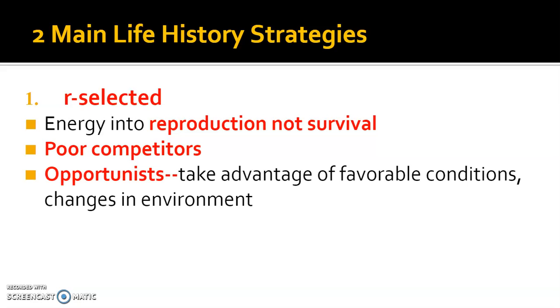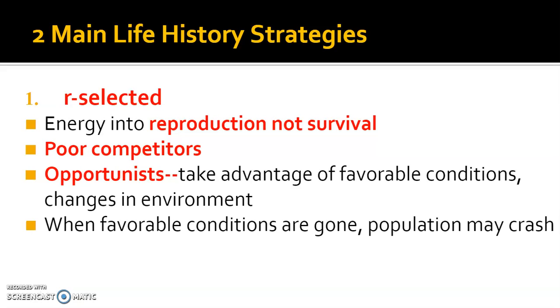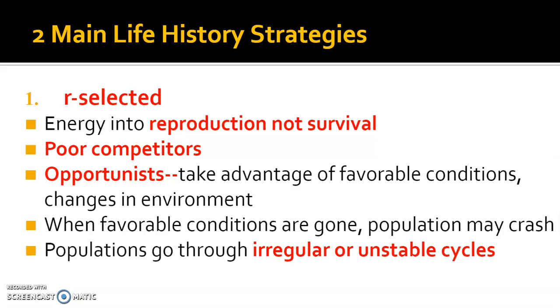They are opportunistic. They take advantage of favorable conditions or changes in the environment. Think about fruit flies here. You leave that banana out 1 too many days, and the fruit flies somehow just find it and lay their eggs, and all of a sudden you have a swarm of them in your kitchen. And then when favorable conditions are gone, the population that just exploded may crash. So it may just all of a sudden find that it doesn't have a food source anymore. So boop, there it goes. And then these populations go through irregular or unstable cycles. So up high, down low, up high, down low.